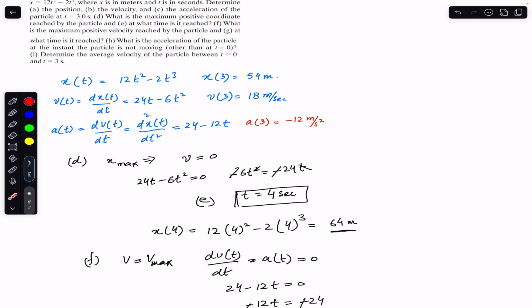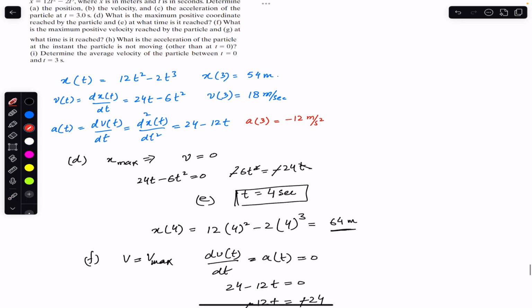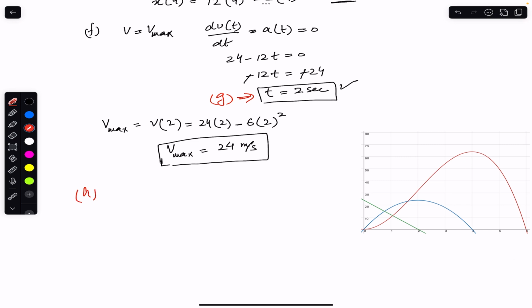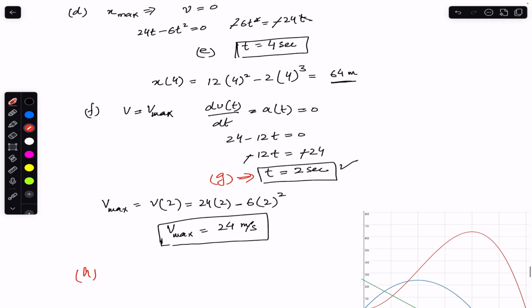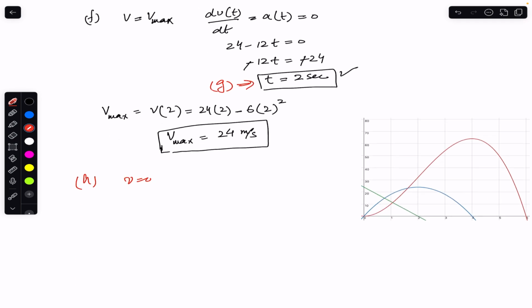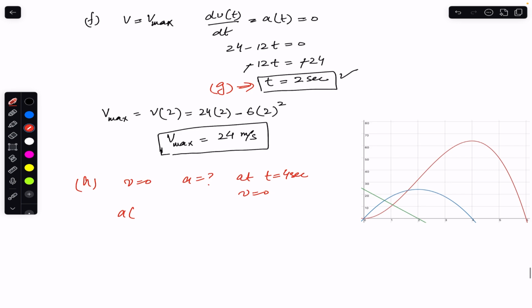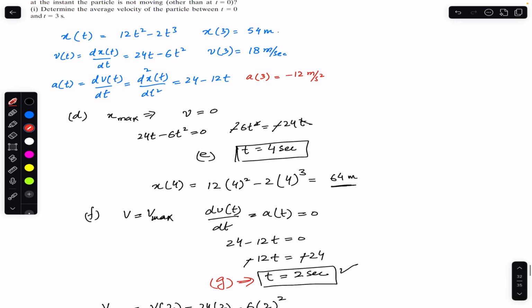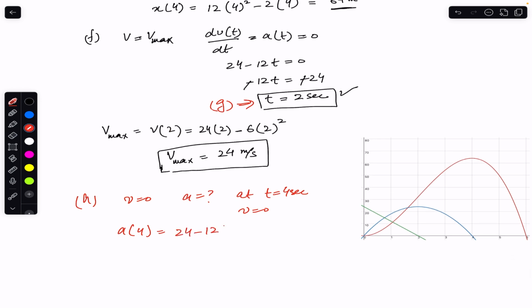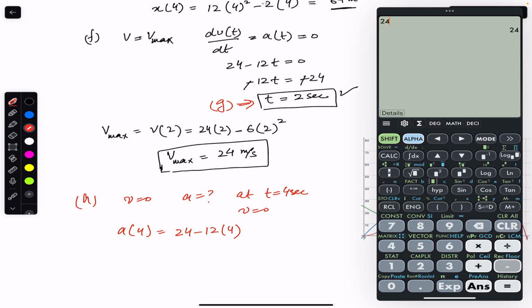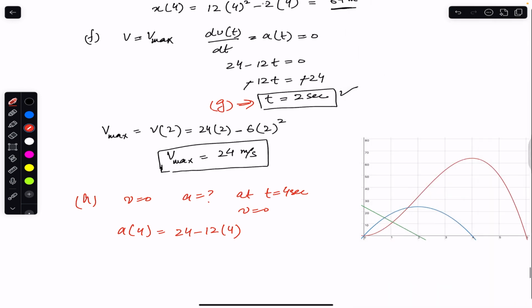As we have determined, at t equals 4 seconds, the velocity is equal to 0. So if the velocity is equal to 0 at that particular point, part H says that we have to find the acceleration. So for part H, the acceleration at t equals 4 seconds, when the velocity is equal to 0. The acceleration equation is 24 minus 12t. So 24 minus 12 into 4 gives us minus 24. So this is equal to minus 24 meters per second square.